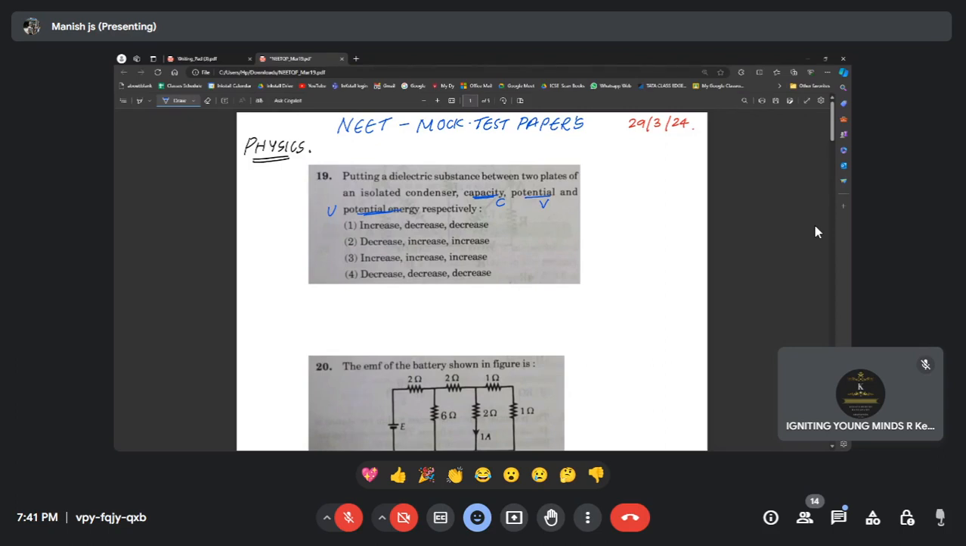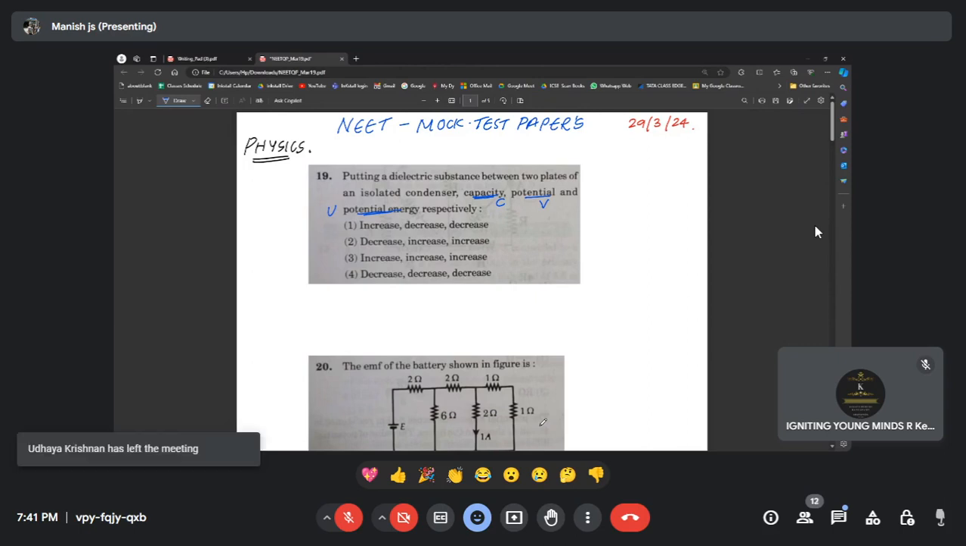Don't put it on the chat box. I would recommend you guys to verbally unmute and then speak. Yeah, any idea? Sir, transfer of charges will reduce, Sir. Yes, so the reason is the transfer of charges will reduce. Okay. So now when the dielectric is inserted in the capacitor, what will happen?